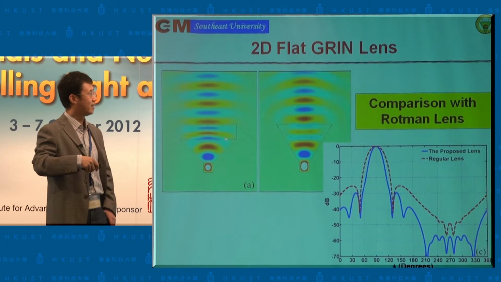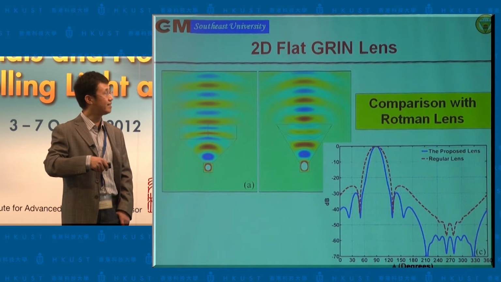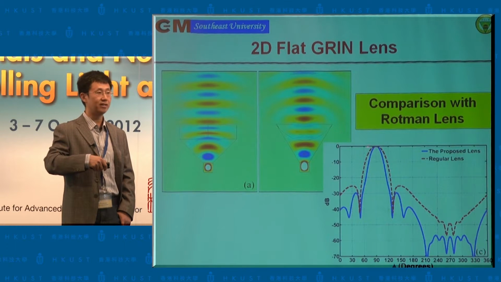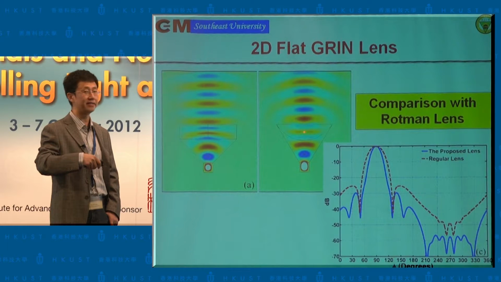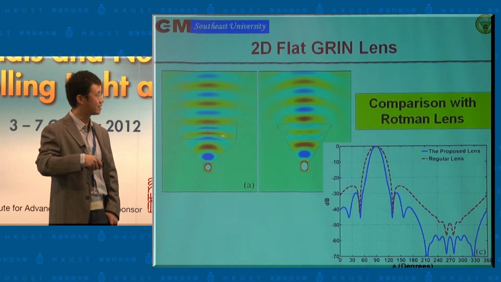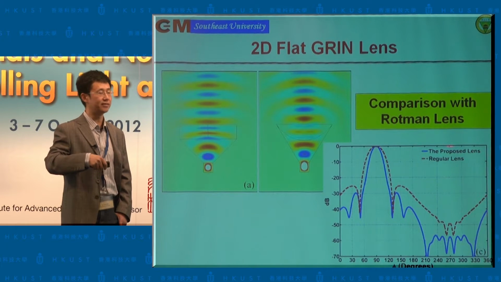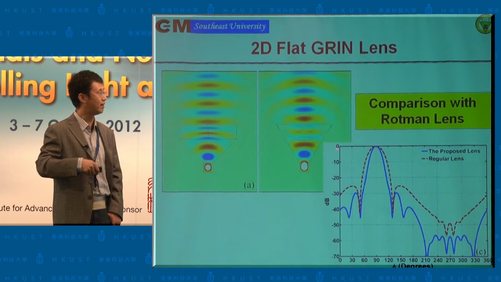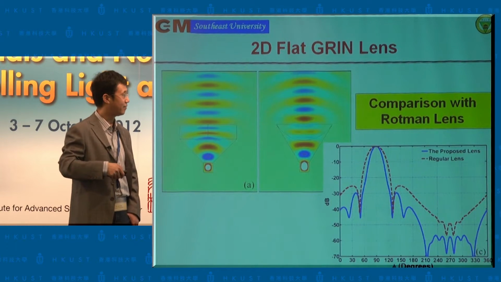So this is a comparison of this kind of gradient index lens with a conventional dielectric lens. For example, when we put a dielectric lens, a Rotman lens, in the same horn, we can see the gradient index lens antenna has a much better performance than the conventional Rotman lens, both for the gain and the side lobe.